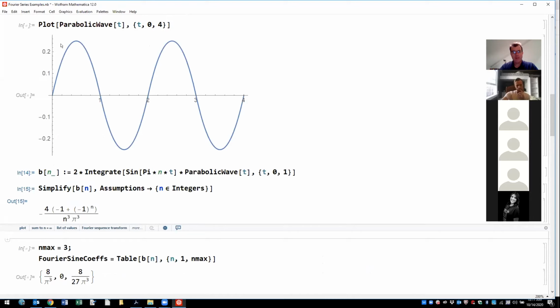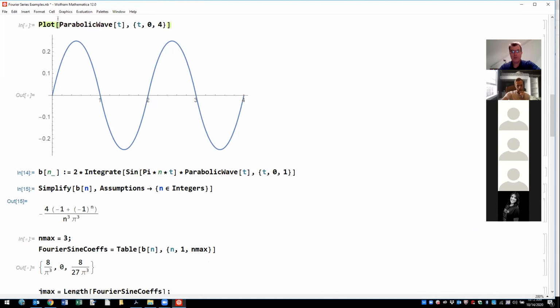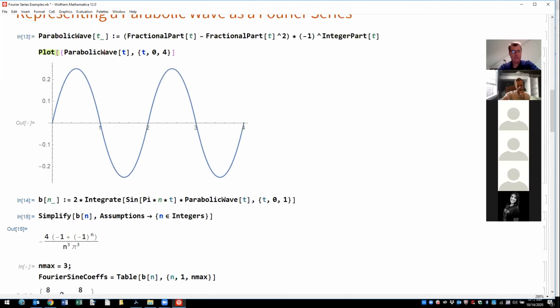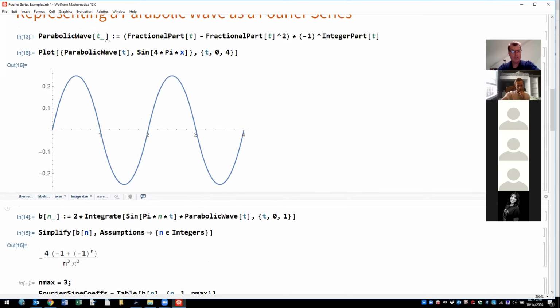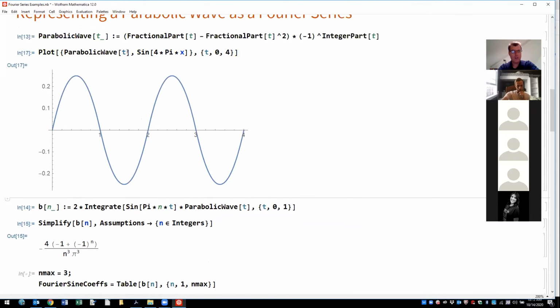Well, let's look at this function carefully. Half of this function is even about this point. The entire function isn't even about this point, but half of it is even about this point. And the other half is even about this point. So what if I were to plot another function?